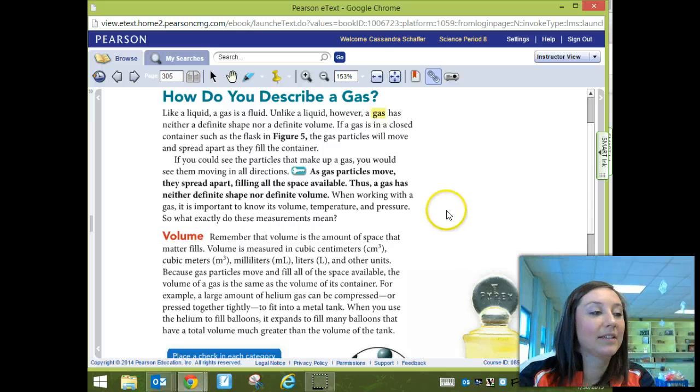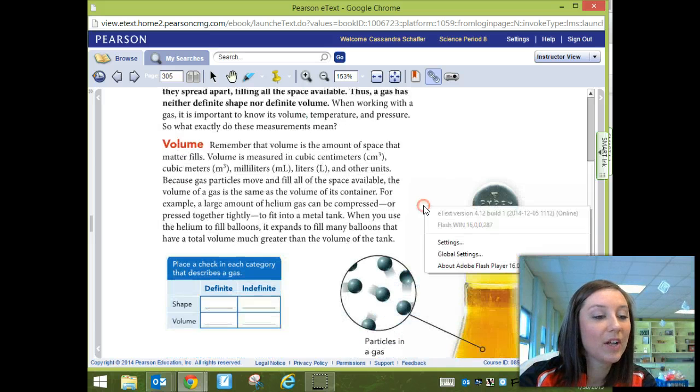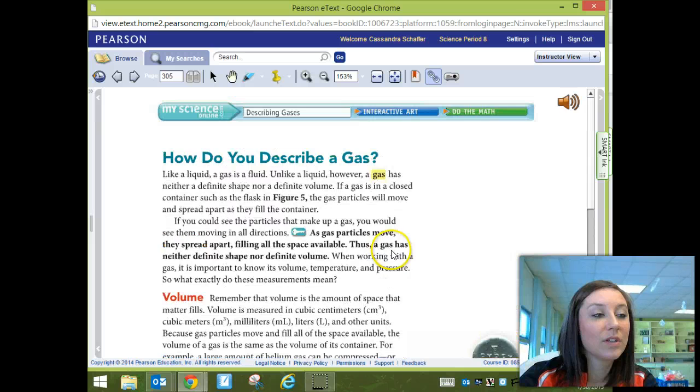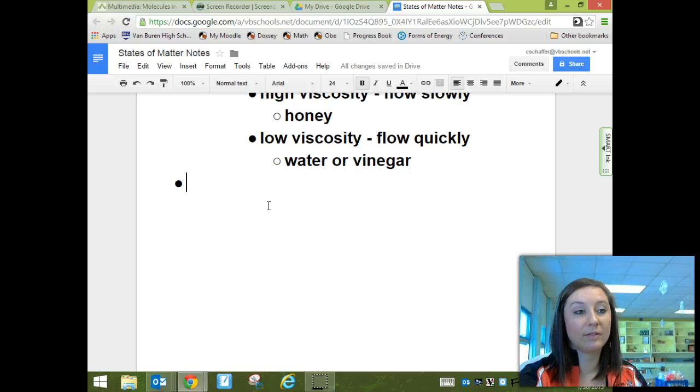How do you describe a gas? Like a liquid, a gas is a fluid. Unlike a liquid, however, a gas has neither a definite shape nor a definite volume. If a gas is in a closed container such as a flask in figure 5, the gas particles will move and spread apart as they fill the container. So what we're looking at here, here's this flask, and this is a gas, and it's taking the shape of its container, and those gas particles spread out so it fills up the container the entire time. So we can go ahead and stop right now. That should have been a big, huge kind of flasher going off in your head.